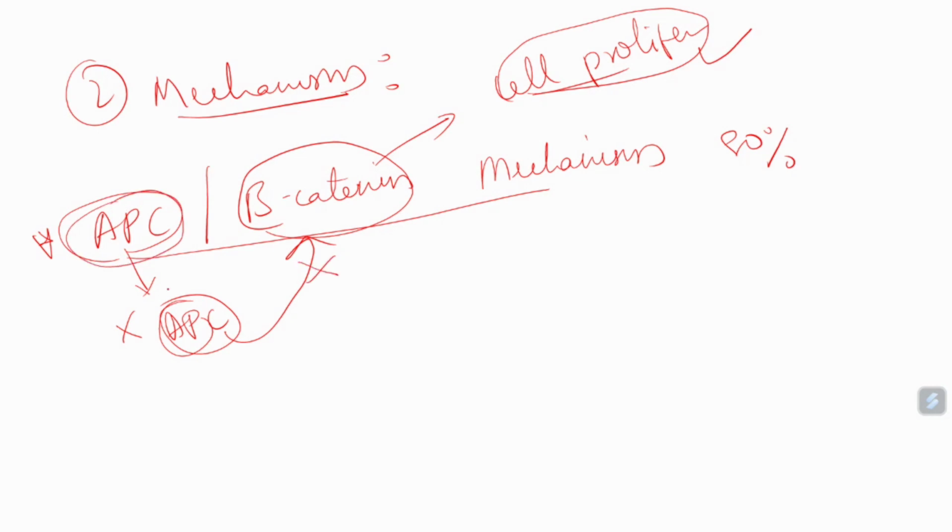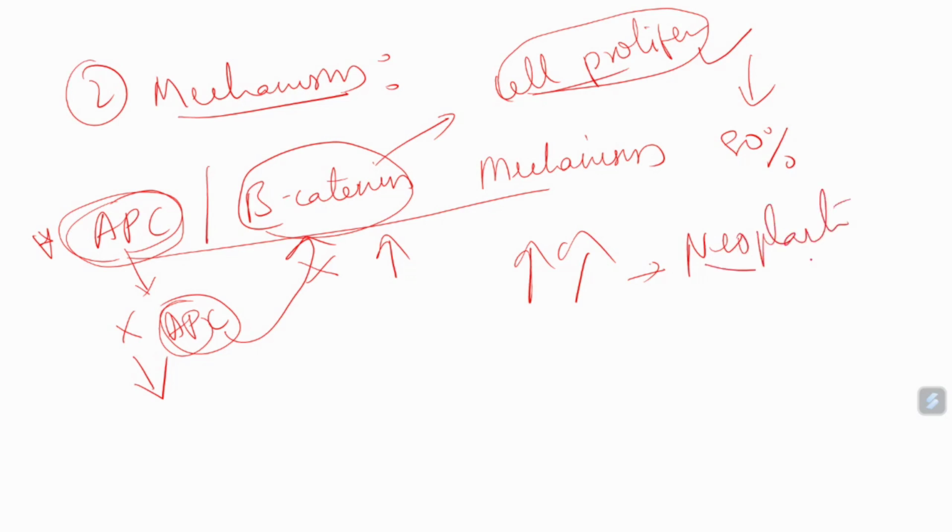When APC gene mutation occurs, APC proteins are not produced, so beta catenins are not degraded, and cell proliferation is not stopped. Cell proliferation keeps on increasing, beta catenin overactivity is seen, and it causes neoplastic cell formation, or the cancers seen in colorectal cancer. Okay, this is the first mechanism.